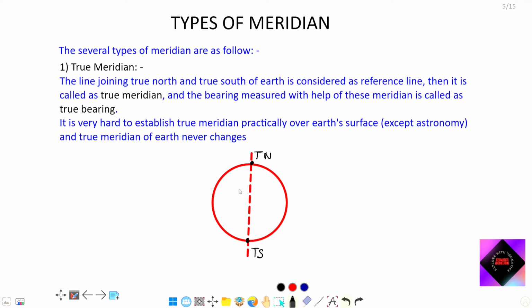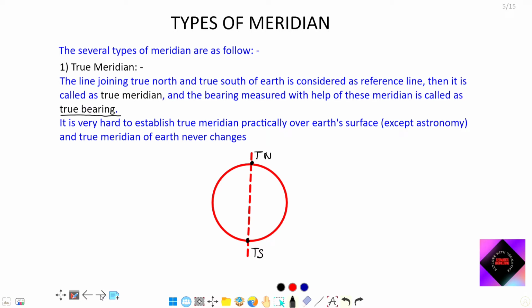These two points are fixed on the earth, so these points never change, but it is very difficult to establish them on the earth's surface. The angle measured with the help of the true meridian is known as the true bearing. So just keep in mind what the true meridian is, and that the angle measured with the help of this meridian is known as the true bearing.